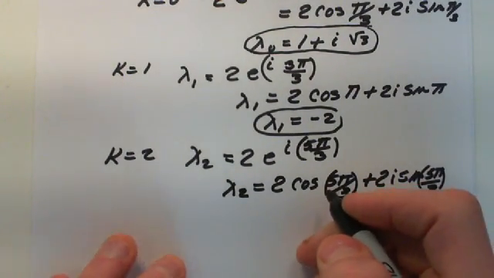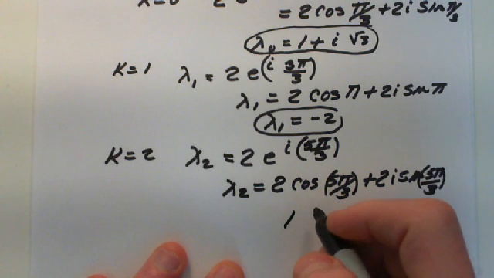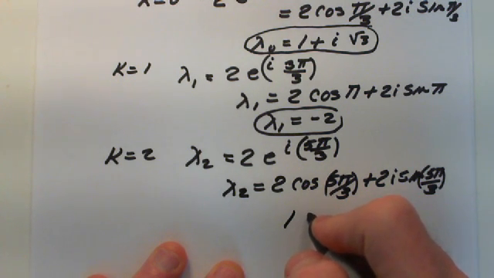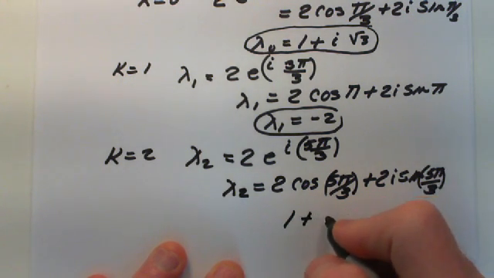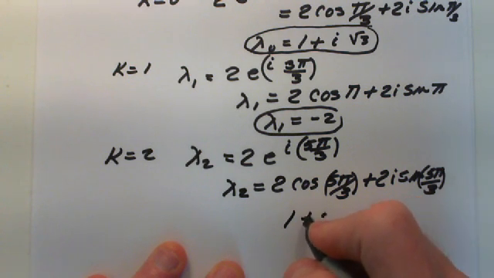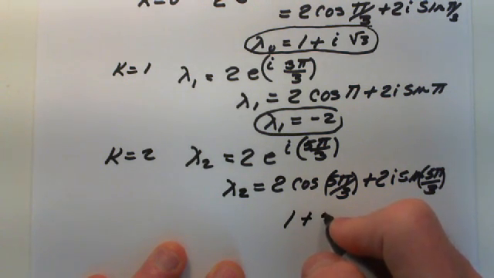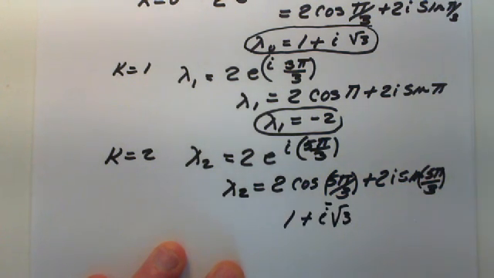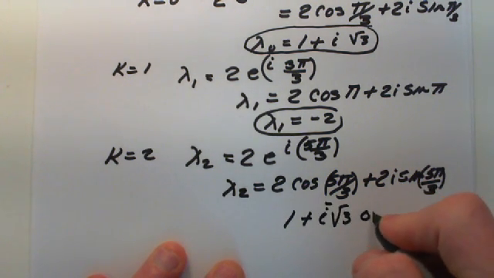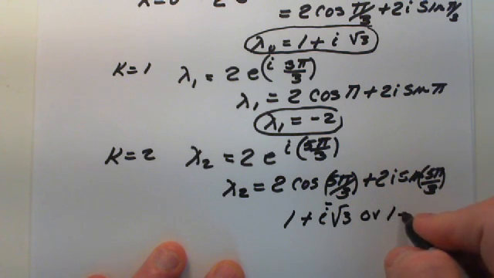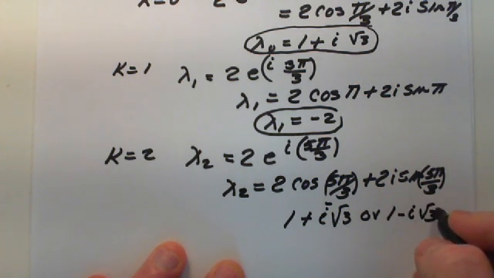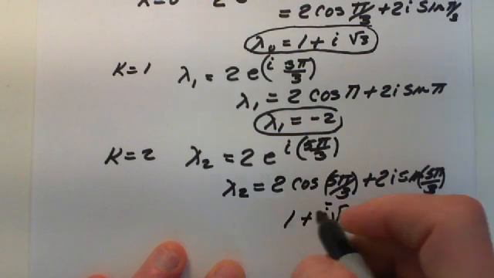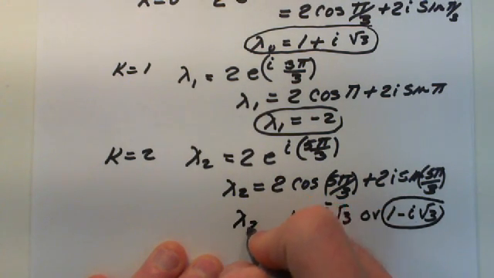Okay, when we solve for that, that's going to give us 1 plus i times the square root of 3, and that's going to be a negative. Or we could just do this, right? 1 minus i times the square root of 3. So that's what lambda 2 is going to equal.